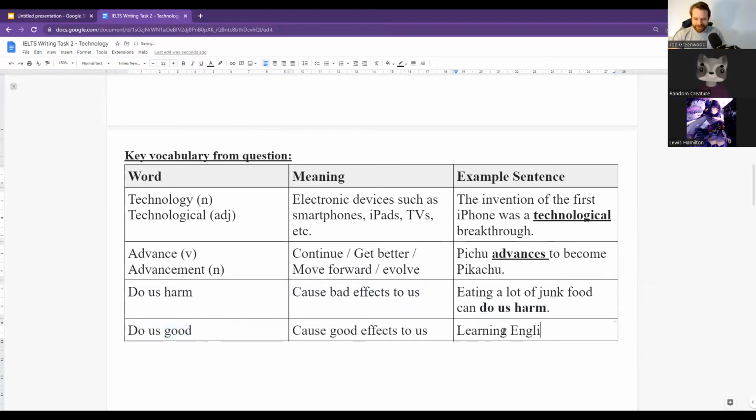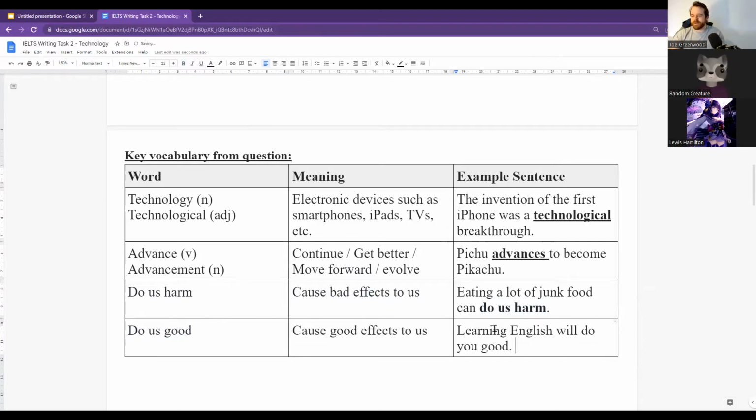Right. Learning English will do you good. And also, participating in the lesson does you good too. So that's why Random Creature is learning a lot in this lesson. Okay, will do you good. Yes, I hope learning English will do you good.